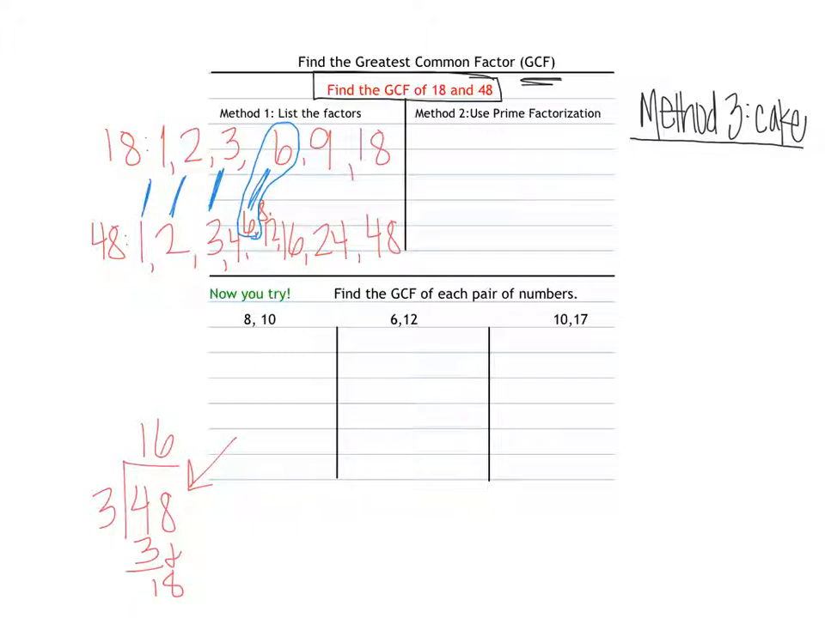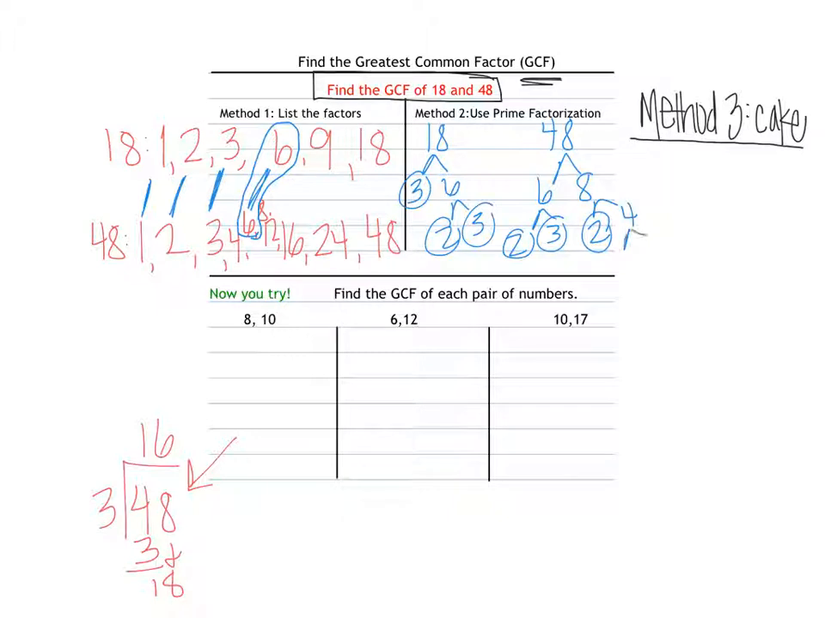Okay, if we use the prime factorization method, I'm going to prime factorize each number. So 18 is 3 and 6. 3 is prime, so I circle it. 6 is 2 and 3, and they're both prime. And then for 48, I can do 6 times 8. 6 is 2 and 3. 8 is 2 and 4. And 4 is 2 and 2.